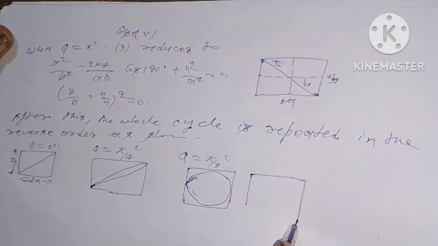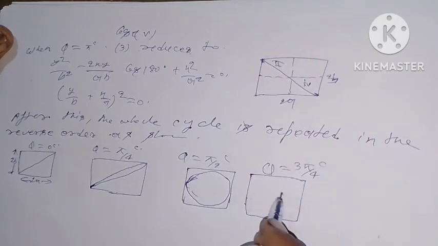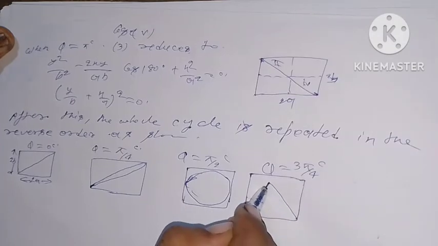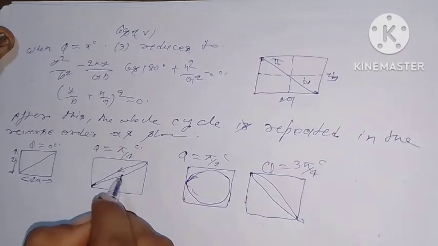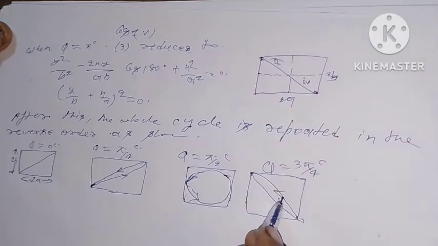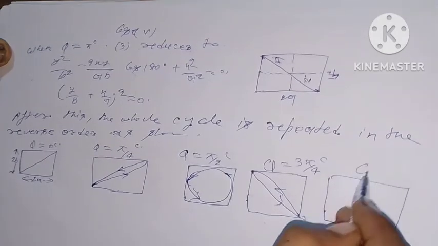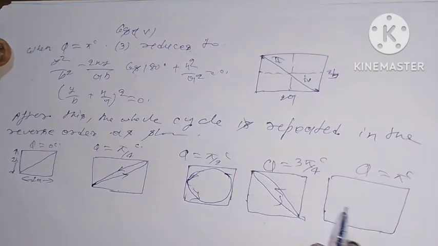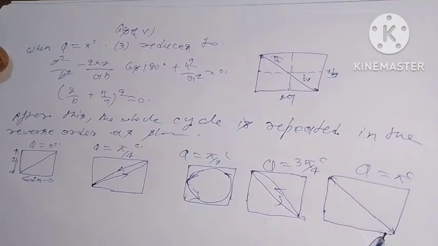Next is the angle phi equal to 3 pi by 4 radians. Then the figure is like this. Next is phi equal to pi radians. The figure is a straight line in second and fourth coordinates.